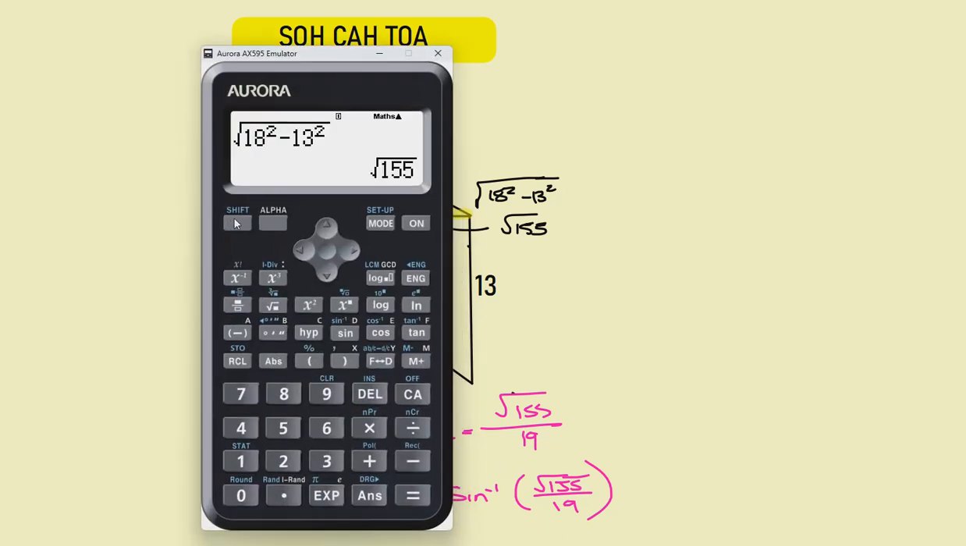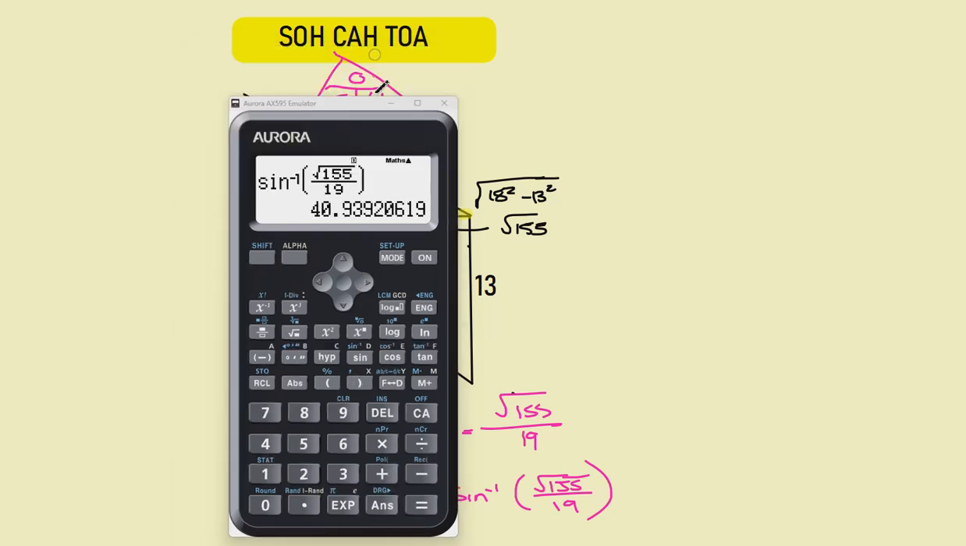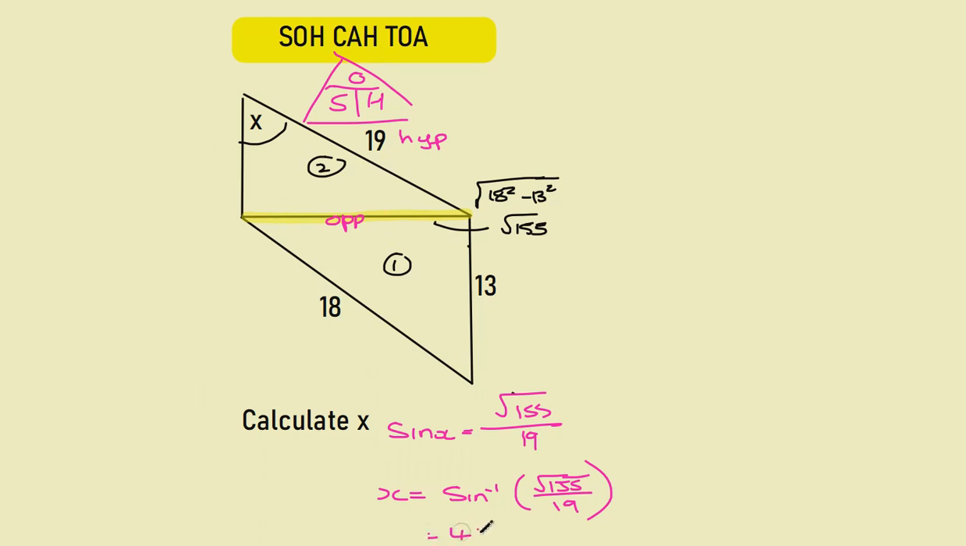So I've got that stored into my calculator. Shift inverse sine of root 155 divided by 19. 40.9 to 1 decimal place. 40.9 degrees to 1 decimal place. Okay, so those two steps, just be careful.